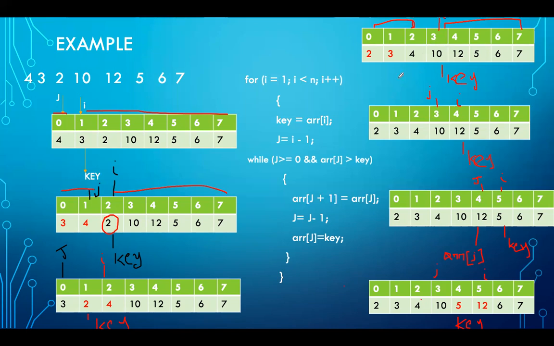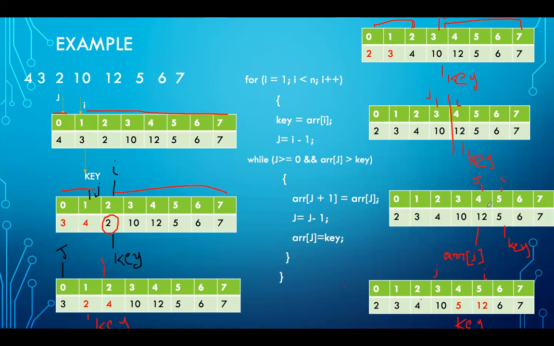Okay, so now the array will be split like this virtually. This is the i part and this is the j part. Okay, 0, 1, 2, 3 is j and 4, 5, 6, 7 is i. So i is starting with 4 now, so 12 will be your key value. We'll compare with all these 4 elements: 2, 3, 4, 10. All are less than 12, so no need of swapping. So we'll stop here.